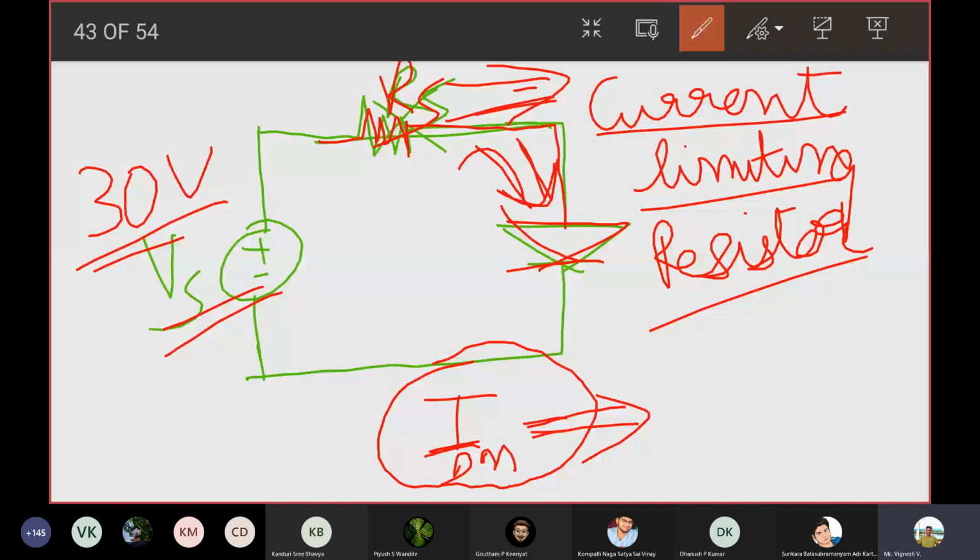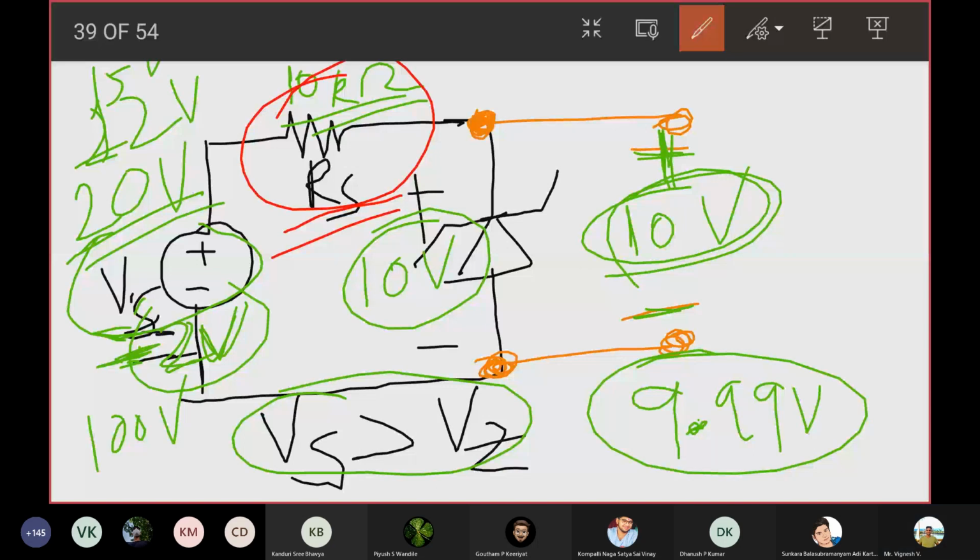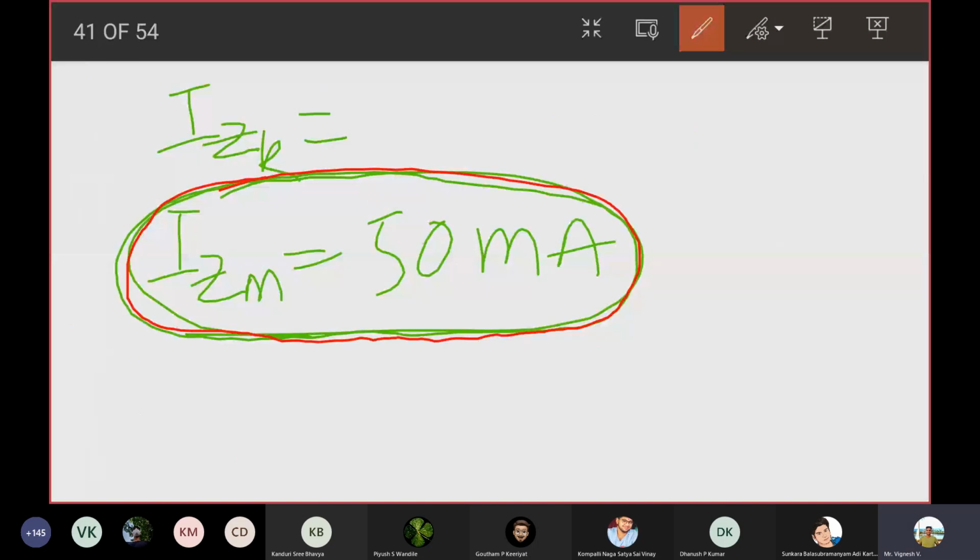You do not want the diode to see a lot of current when it is crossing the breakdown condition. You do not want all the current to just rush in through the Zener diode. That's the reason you put an RS. Yes, sir. Right. So it is very important that you know the diode rating, which is the Zener voltage of the diode, and what is the maximum current that the diode can withstand.